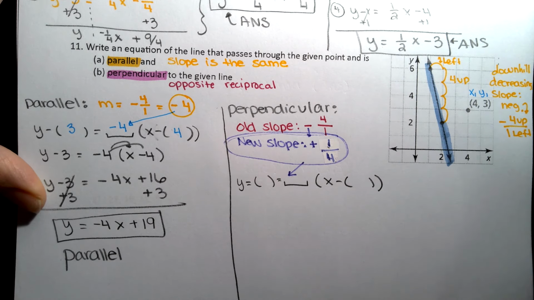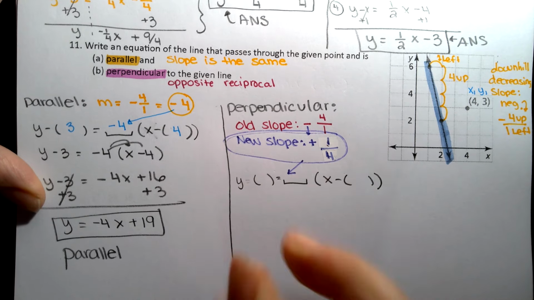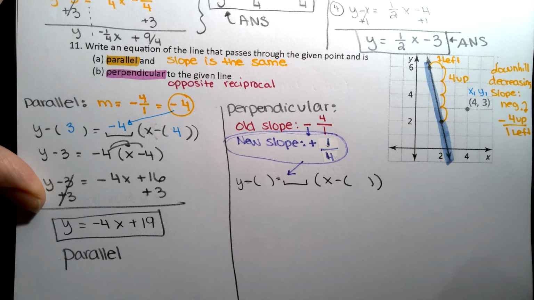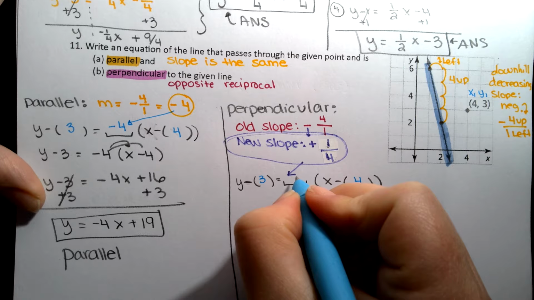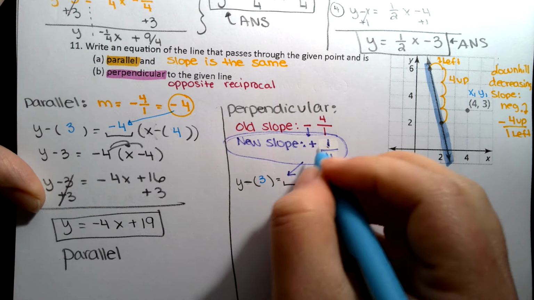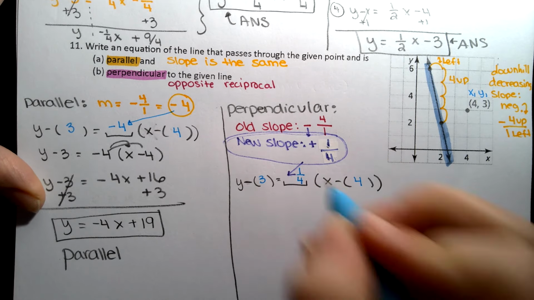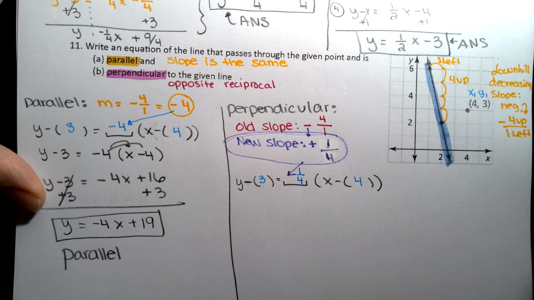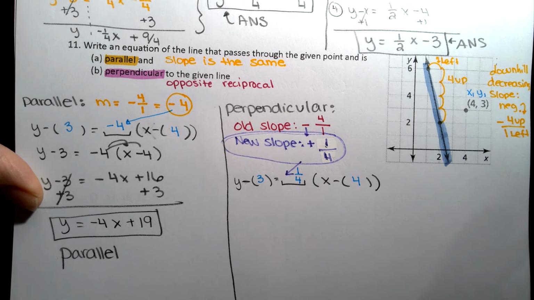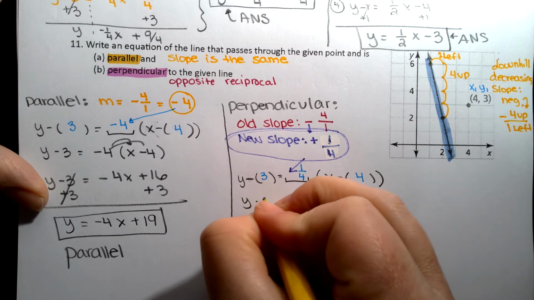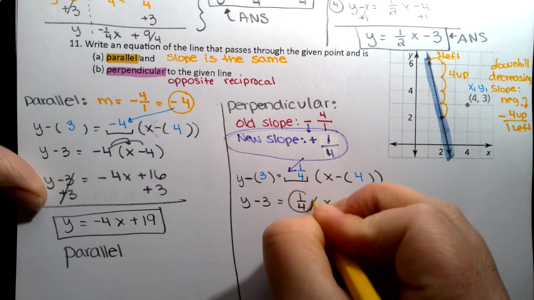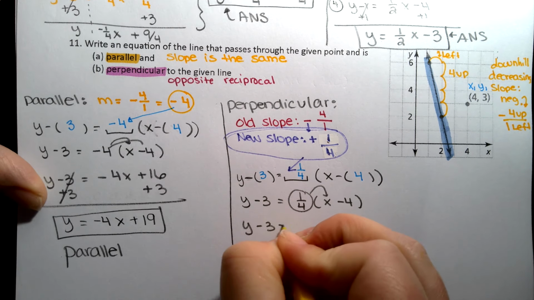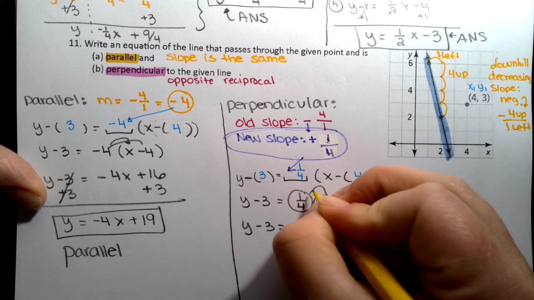Now the point, the x1, y1, those are still the same. That we're not changing. So y1 was 3, x1 was 4, and then the slope is the new slope of positive 1/4. Double negatives? No. So we continue. Distribute that positive 1/4 onto x. So x is now kind of in the middle.